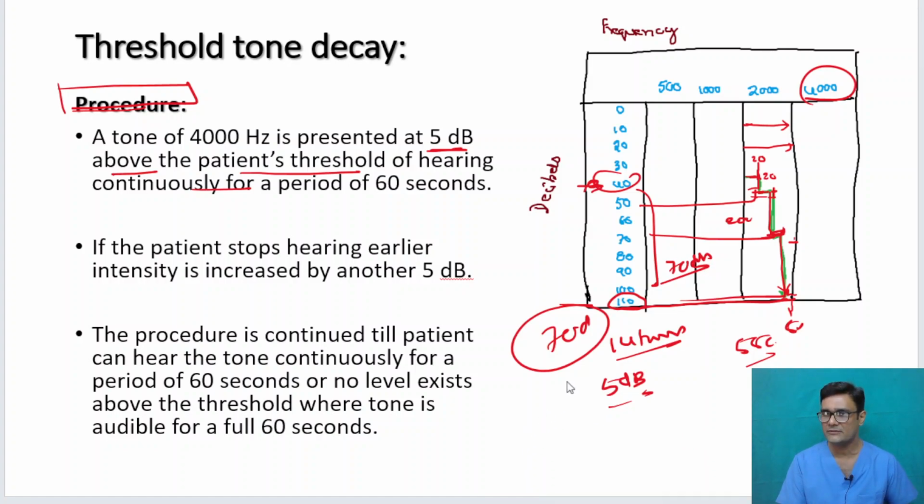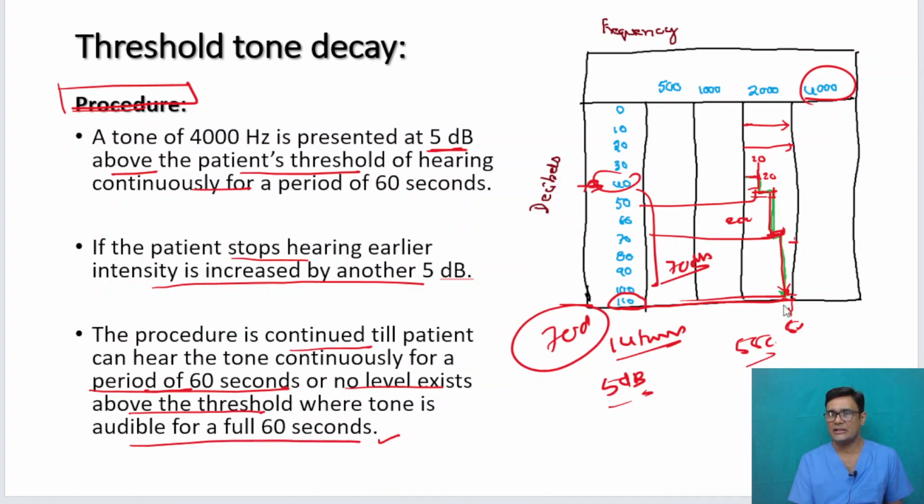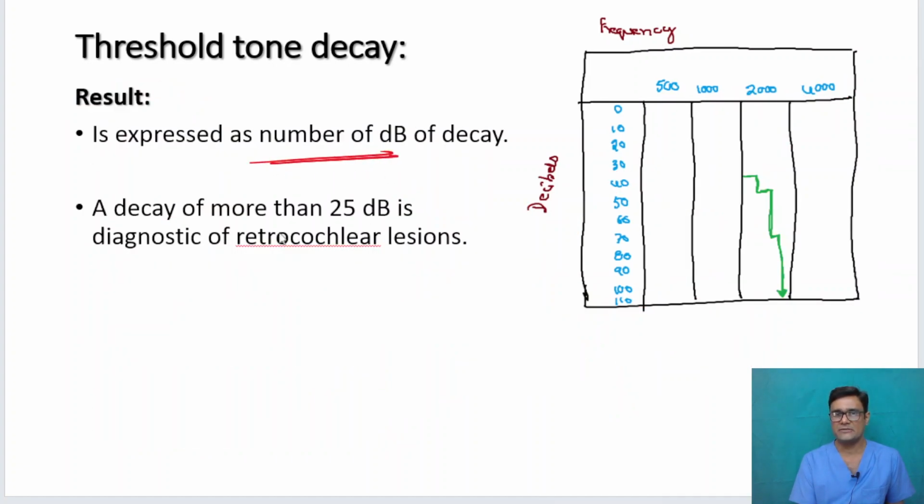Anything above 25 decibels of decay is considered diagnostic of retrocochlear type of hearing loss. If a patient stops hearing earlier, we increase by another 5 decibel steps. This process is continued until he can hear continuously for 60 seconds, or no level exists above the threshold where the tone is audible for a full 60 seconds. Here the tone is not audible for a full 60 seconds even though you have raised it by 70 decibels. It is expressed as number of decibels of decay. A decay of more than 25 decibels is diagnostic of retrocochlear lesions.